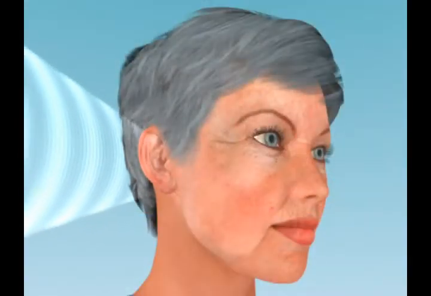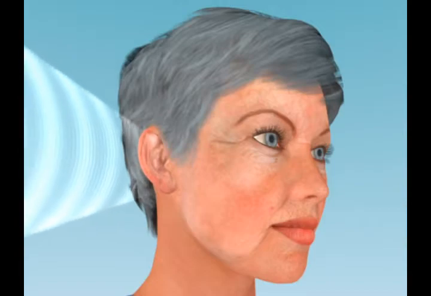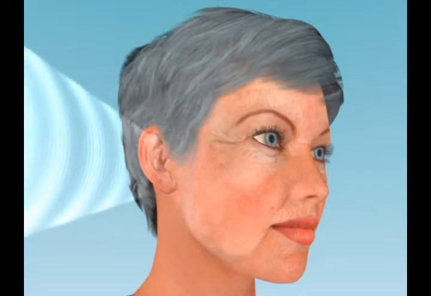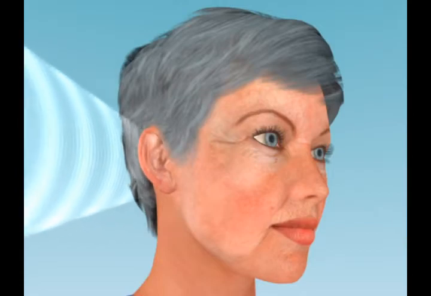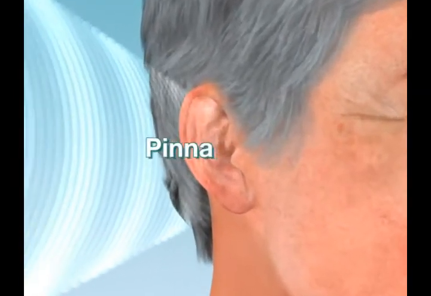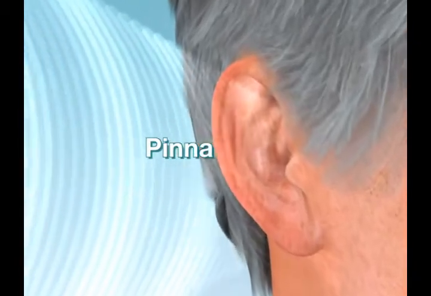Think of sound as a series of vibrations. These vibrations are similar to the ripples or waves that are made when you throw a stone into the water, but unlike the water waves, they are invisible and travel in all directions around you. These waves are captured by the pinna. It is similar to a catcher's mitt.